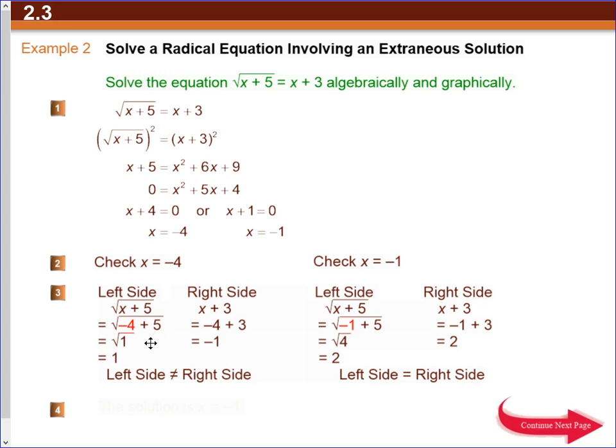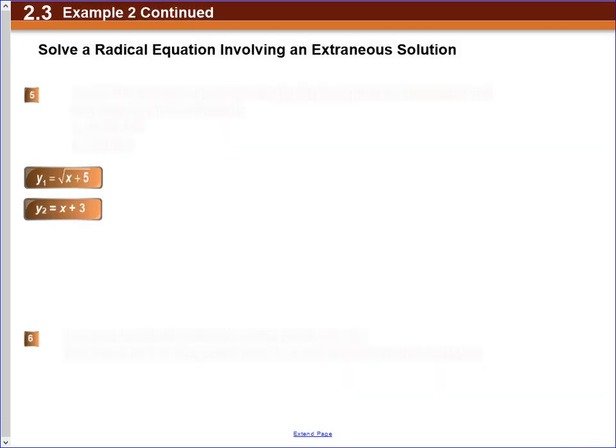There are times when there are no extraneous roots, so both roots will be correct. There are times when both are extraneous, though that one doesn't happen very often. The only solution to this, then, is x is equal to negative 1.